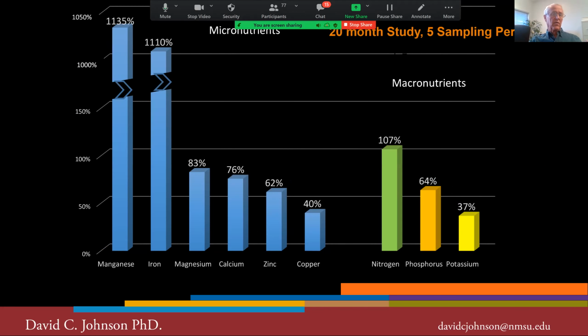We also saw increases in micronutrient availability. This is a 20-month study in 5 sampling periods. We see a 1,100% increase in soluble manganese and iron. Now our soils are very basic, so these 2 particular elements are supposed to be decreasing in availability according to the physical chemistry of the system. But once you bring the biology back, we saw a 1,100% increase in both of these, as well as magnesium, calcium, zinc, and copper. We also saw buildup of nitrogen, phosphorus, and potassium in these soils.